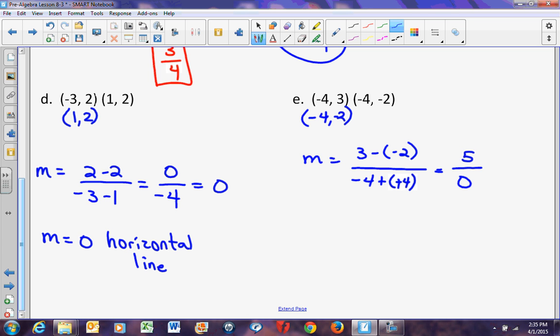If you put 5 divided by 0 on your calculator, it's going to tell you error. Because you can't divide by 0. Division by 0 is undefined. So whenever you get a 0 on the bottom, this becomes what we call undefined. It is not 0. It is simply undefined. And an undefined slope is the slope of a vertical line. Which means that I'm always rising and never running, which means it's a vertical line. If slope is undefined, it's a vertical line.